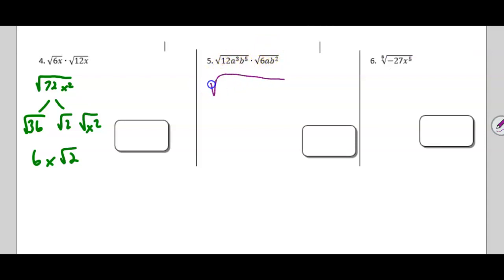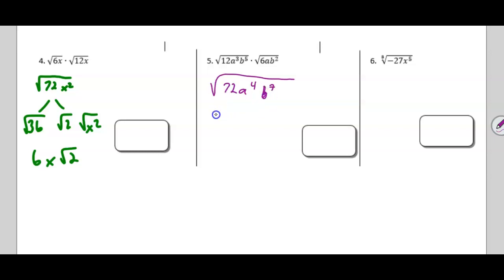Alright, for this slide here, again, I would do the same thing. I would combine everything. So 12 times 6 is 72. And then we have a cubed and a, that's a to the fourth, and b to the fifth and b squared, that's b to the seventh.